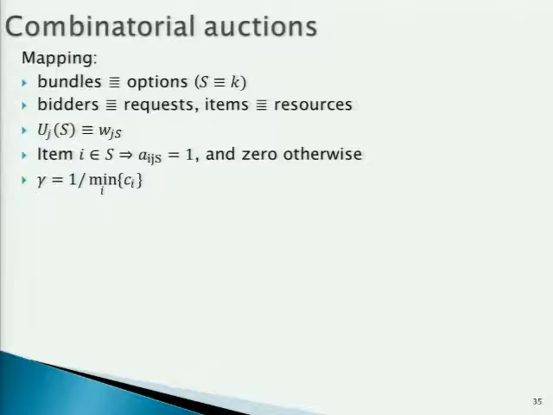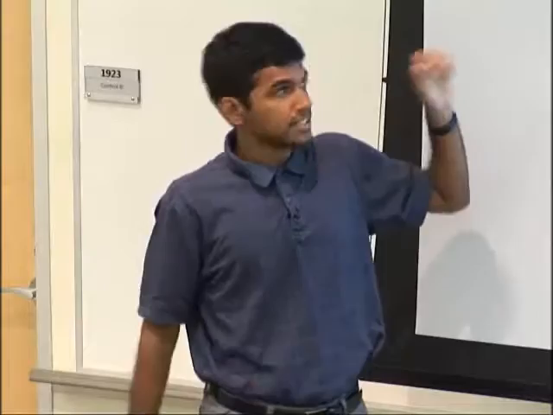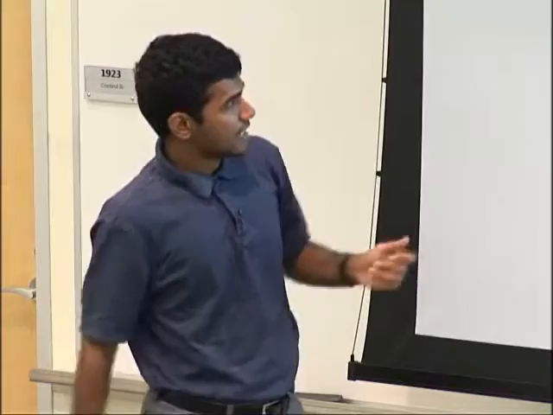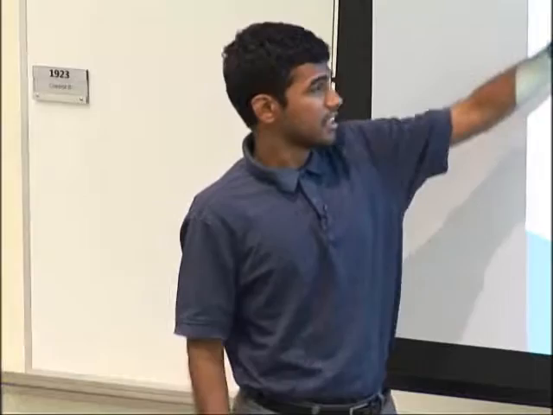So the mapping to resource allocation is fairly straightforward. The items here correspond to the resources. The requests here correspond to the buyers. And the options here correspond to the exponentially many bundles available. And the gamma, which was there, the bid-to-budget ratio, here can be thought of as the resource consumption to the capacity, or one. Whenever you buy a bundle, you have one of every item. The capacity is basically the number of copies. The minimum of that is min over i of c_i.